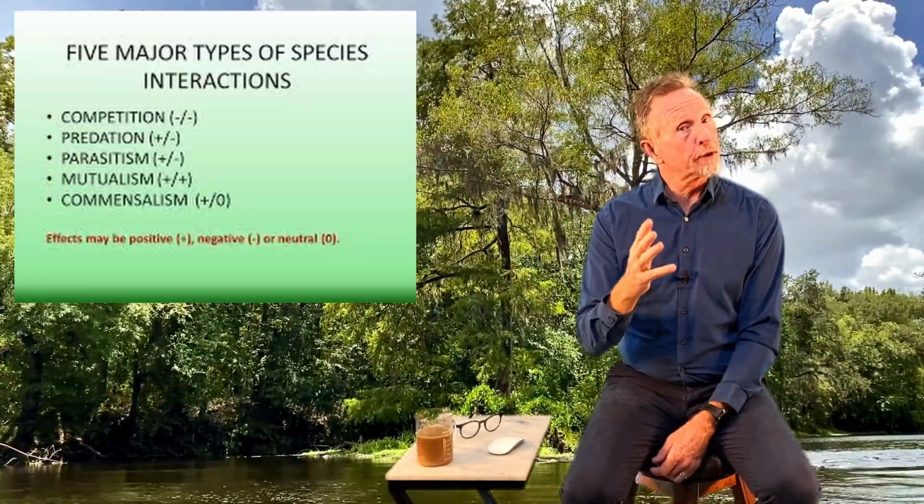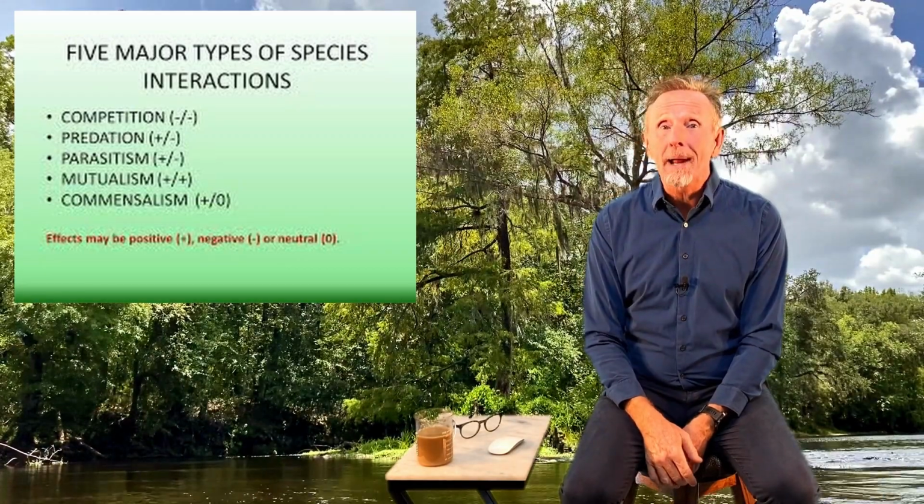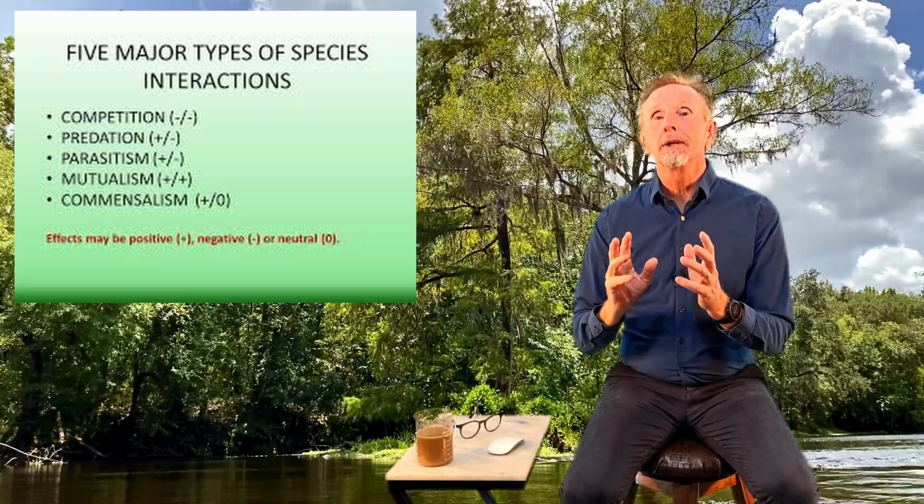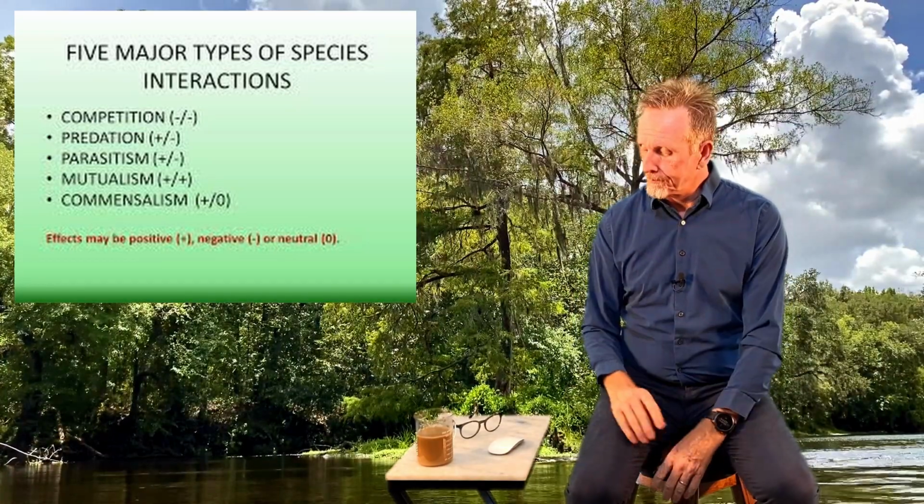The first one is interspecific competition, just competition between organisms for air, food, space, etc. Then there is predation, known as predator-prey. We have parasitism, mutualism, and commensalism. So without any further ado, let's dive right in.